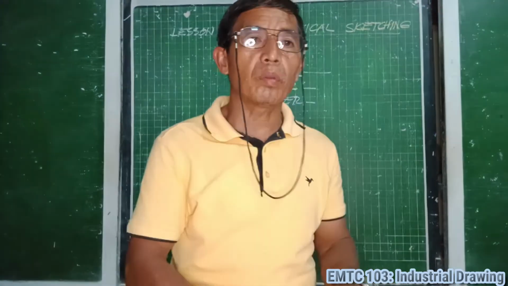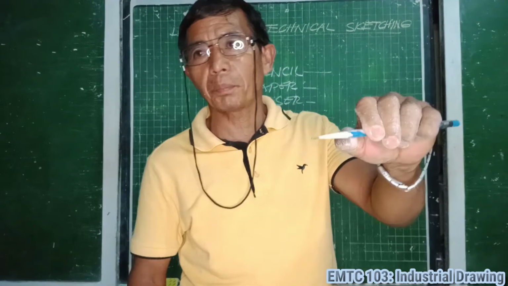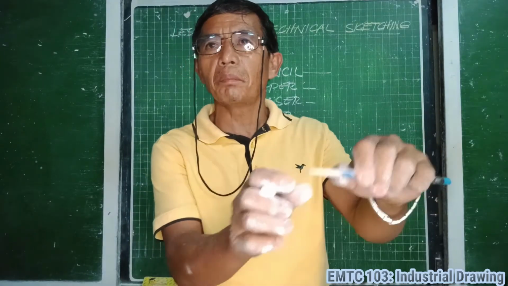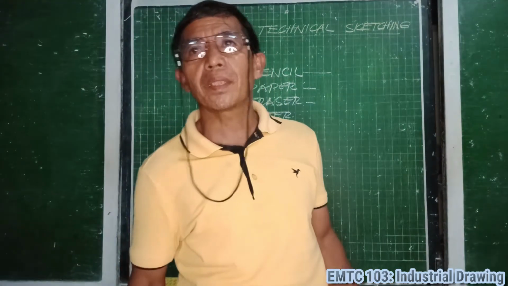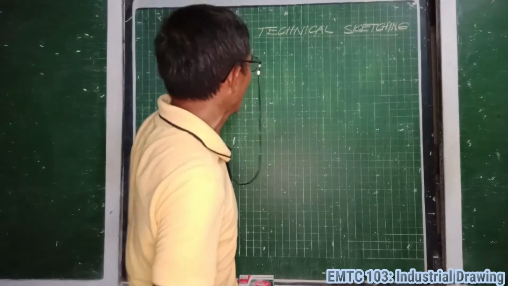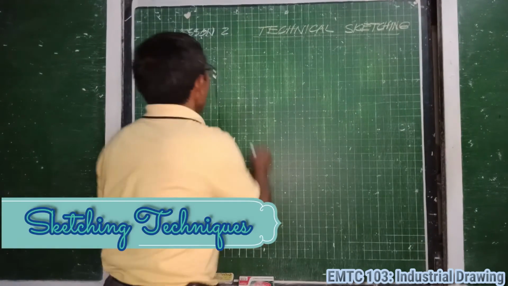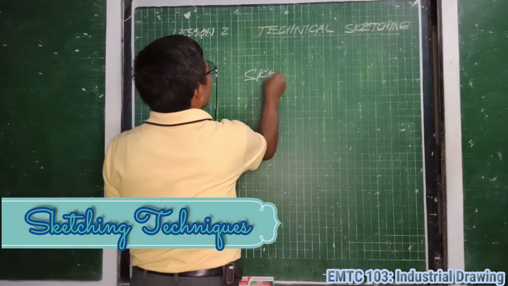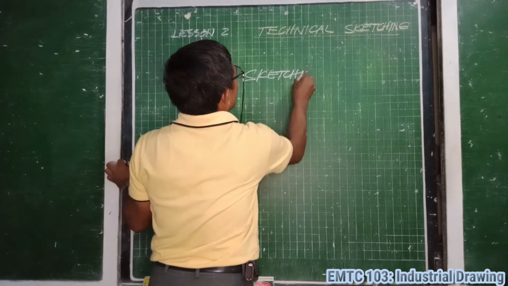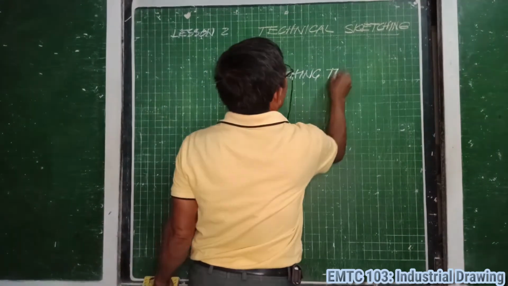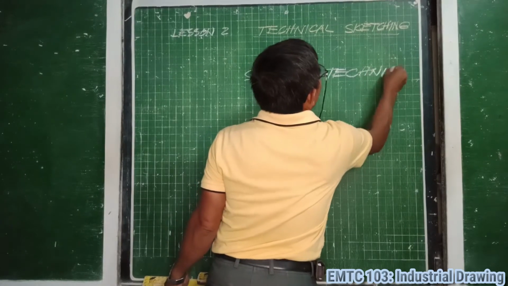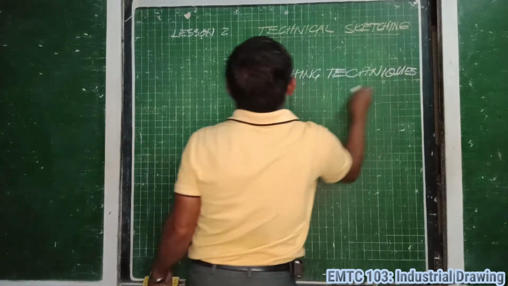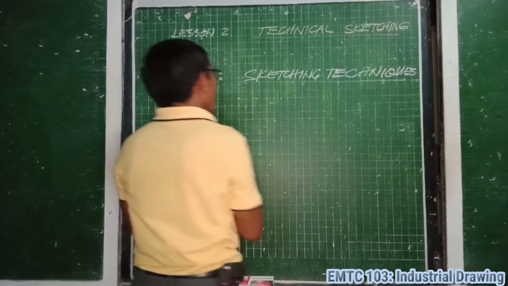So you need to learn how to sharpen the pencils properly. There are certain measurements we will observe. That is also one of the skills to be learned. We are going to learn the sketching techniques or strategies and drawing lines.